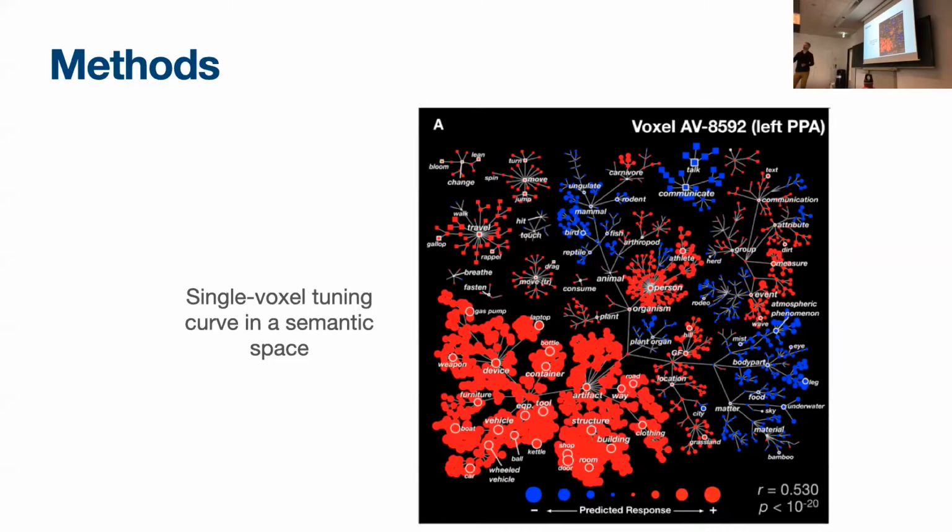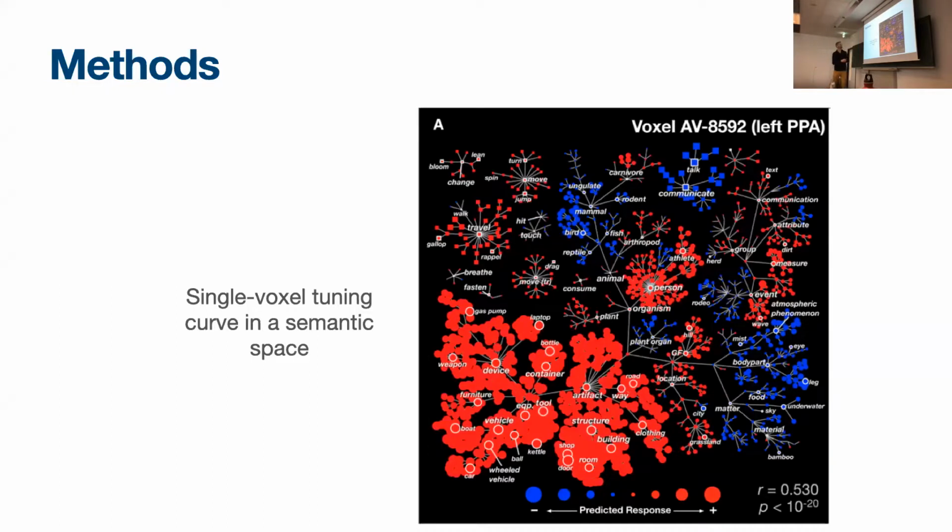So what you can then do is, of course, color each of these items in this network according to whether there was a positive or a negative response. And you see that you get this single voxel receptive field. This one likes things and locations. It doesn't like body parts. It doesn't like mammals. It likes persons a bit, but it doesn't like communication at all. It likes travel. So that's how you read this.